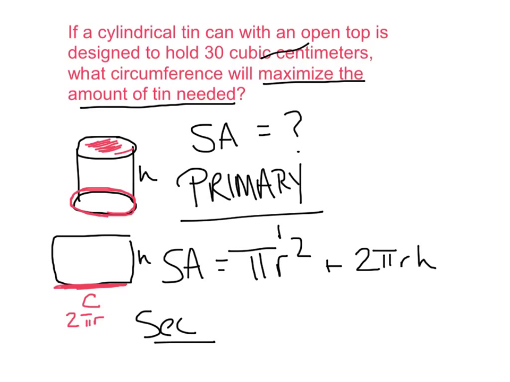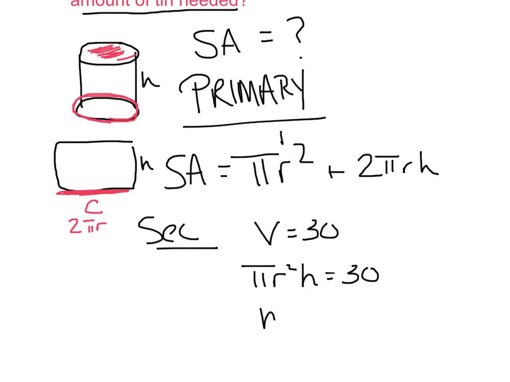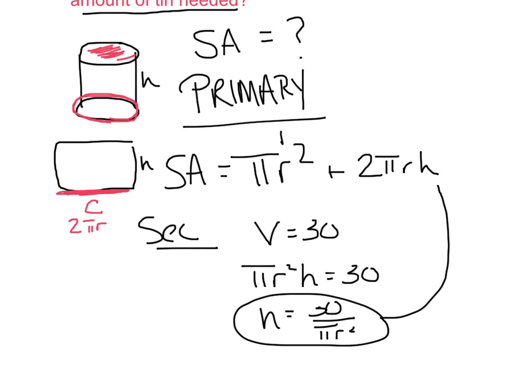They told us that we have a fixed volume of 30 cubic centimeters. Now, I know they didn't use the word volume, but the word cubic centimeter should have given that away. So I'm going to say my volume is 30, and the volume, of course, is the bottom shape, pi r squared, and if I fill it up, I multiply by the height. Now, I don't have any numbers to plug in, so really, I'm just solving for h. h is equal to 30 over pi r squared. And that's what I need to substitute into my primary equation.